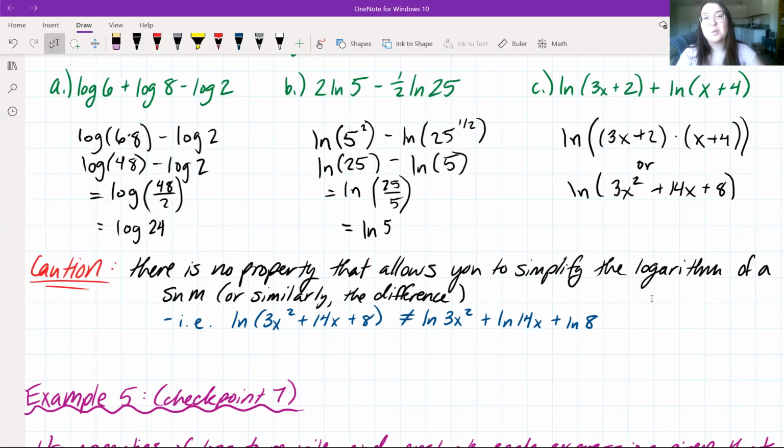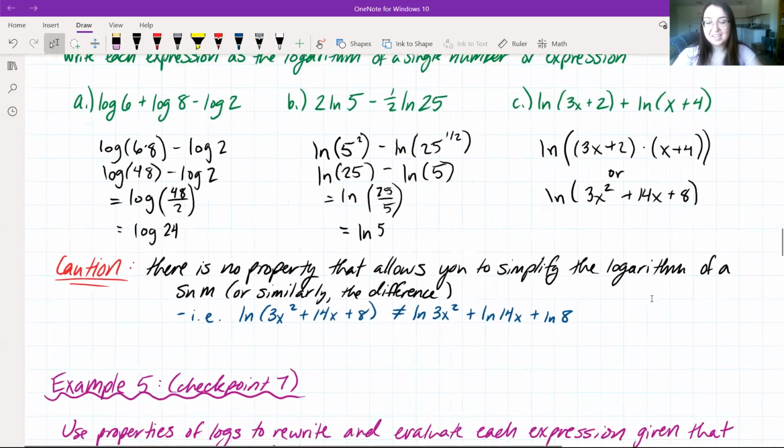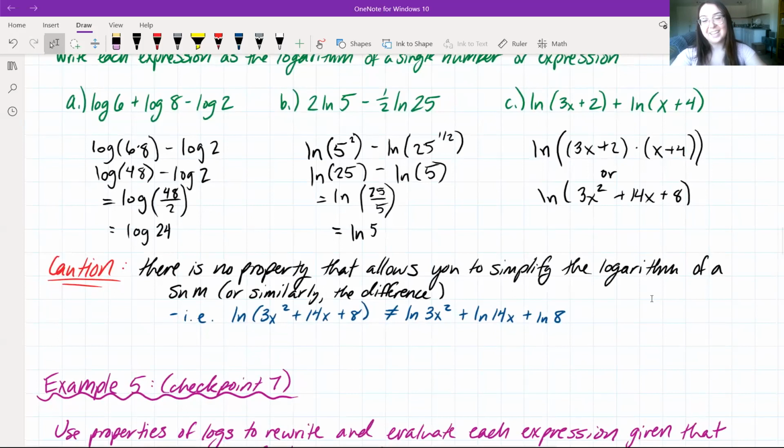It only works if they're being multiplied. So we could separate it like that if we had the natural log of 3x squared times 14x times 8. We could separate it like that, but we can't since they're being added. So just remember that there is a difference and you cannot do that. It is a mistake that is seen constantly. Even when you get up into higher mathematics classes, it's still a mistake that is made a lot. So make sure to know the difference.